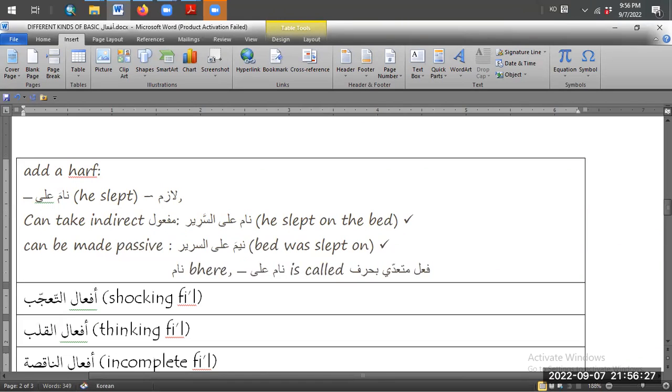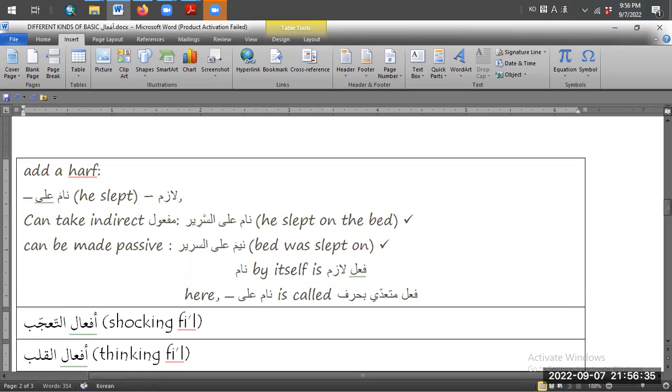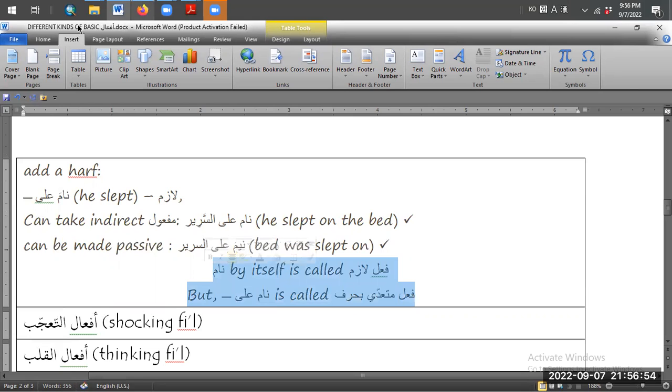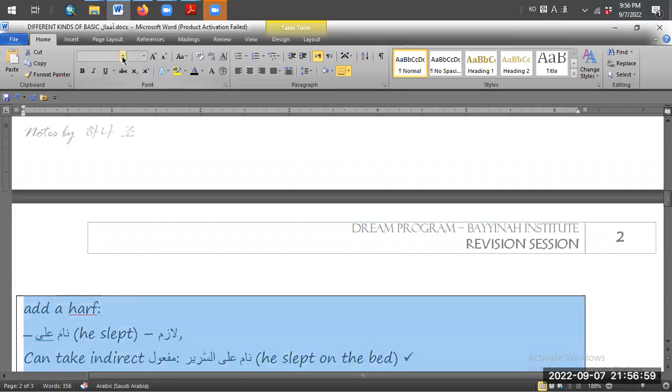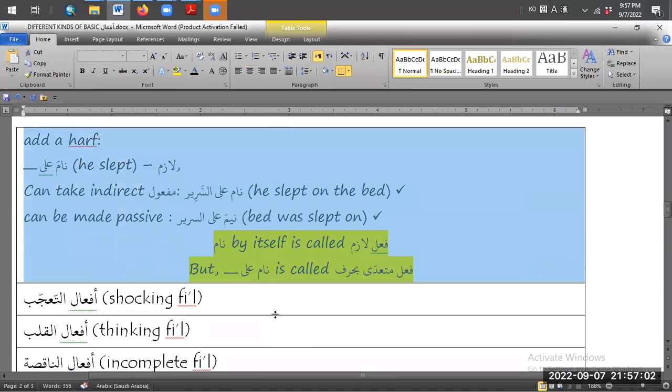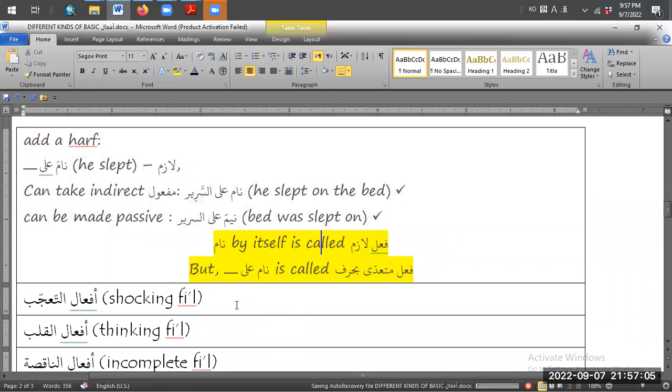Nama by itself is fi'l lazim. But nama ala is called muta'addi bi harf. Is that okay? Yeah, that's okay. Alhamdulillah. I don't like the Arabic ones. Okay. That's all.